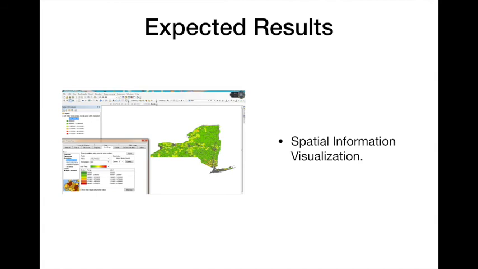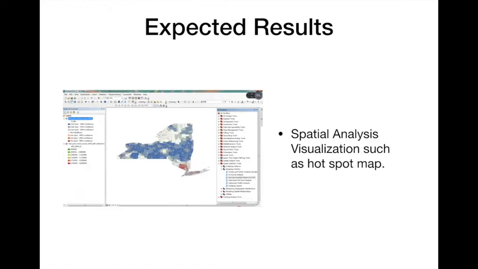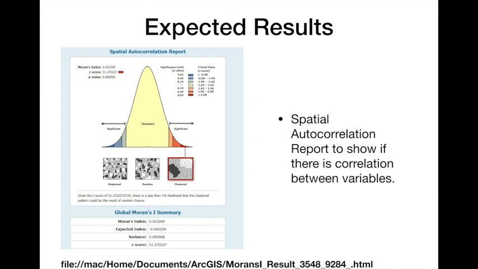Next is about the expected results. The first one is a spatial information visualization. It could show some distribution of variables such as population density, poverty rate, something like that. And the second one is spatial analysis visualization, such as a hotspot map. And what's more, the next expected result is a spatial autocorrelation report. I will use the autocorrelation function to explore the possible correlation between variables.